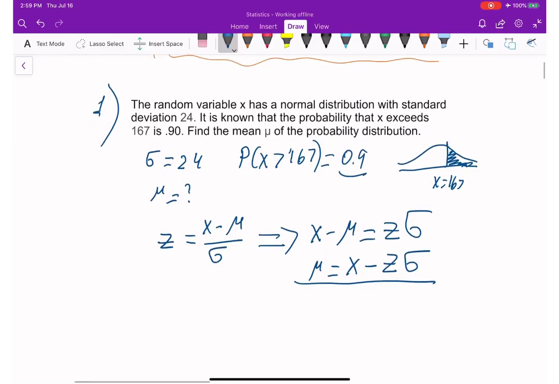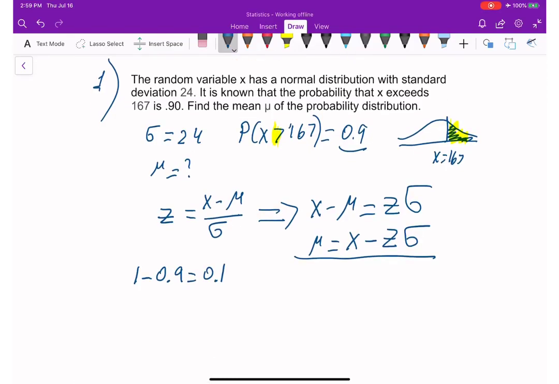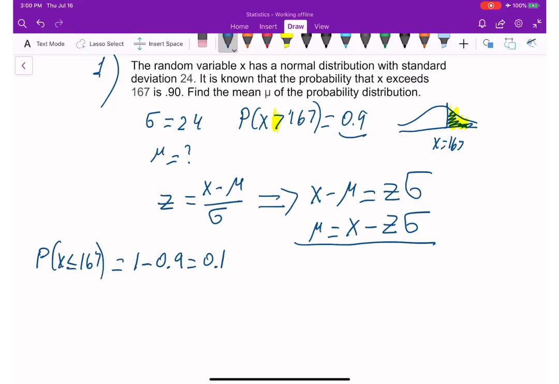All right, so let's see how much our z-score is going to be. First of all, since we have greater than, that means we have the right tail, yes? So to find the left tail, because our table shows the left tail, what do we have to do? 1 minus 0.9, we'll get 0.1, correct? So the probability for x less than or equal to 167 is 1 minus 0.9, we get 0.1, which is 10%. Now we need to find the z-score for this 0.1, for this 10%.